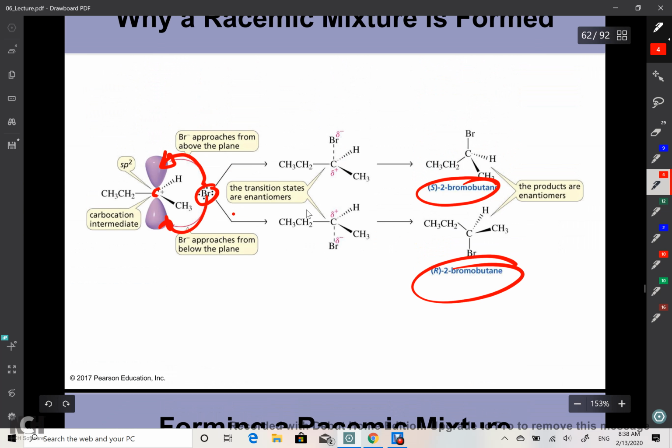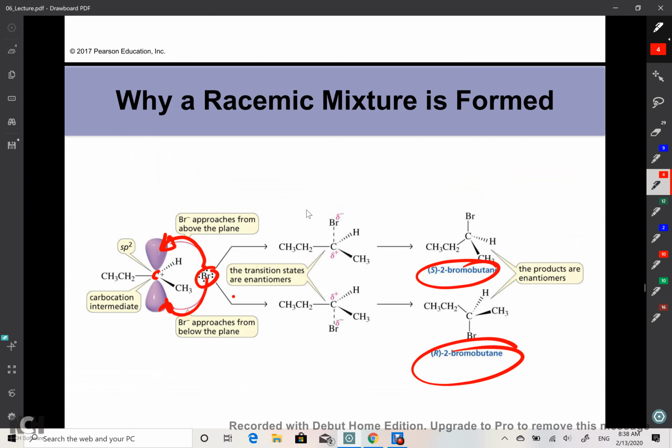Yes, ma'am. Wouldn't it only be true if it's just a regular alkene with nothing else attached to it? Say that again. Would this only be true for a regular alkene that doesn't have anything else attached to it? Like other electronegative things, or is it still the same? Well, in general, hydrobromination will always give you a racemate mixture. In general, yes.